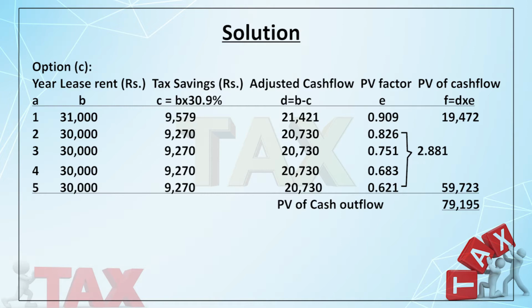This is multiplied by 0.909, I get 19,472. And for the other years, your outflow is the same. So I use the annuity concept, 2.881. I multiplied by this 2.881 and I get 59,723. So my total cash outflow is 79,195. And mind it carefully, here you won't get the tax benefit on depreciation because it's a leased asset, you won't get the depreciation.